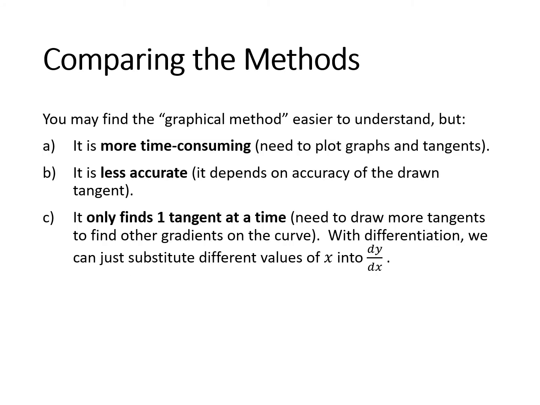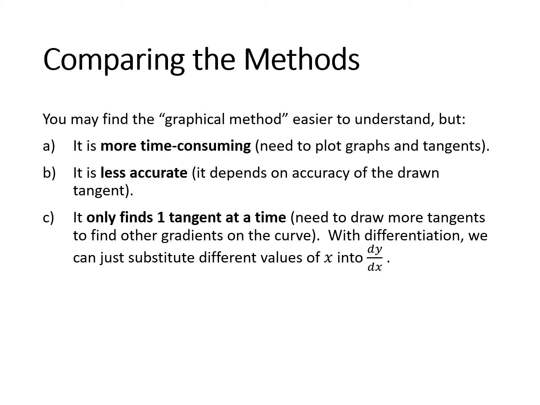So just comparing the two methods. The graphical method is probably easier to understand because you can see what the graph looks like, you can see what you're trying to do, but it is much more time consuming. It is actually less accurate. If we look back at the answers, one of them came to 13 point something and the other one came to 14. It was the 14 answer which is the correct answer. The differentiation method is absolutely correct. The graphical method varies, mainly because it depends on the accuracy of the drawn tangent.